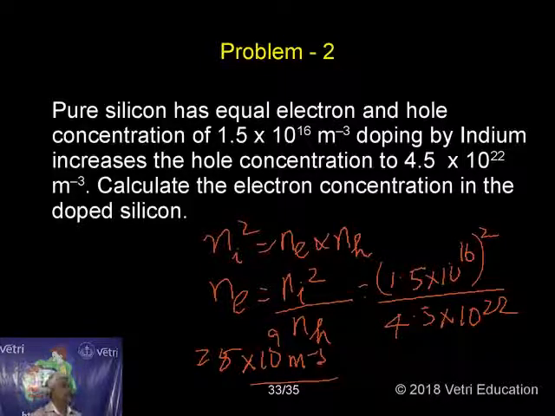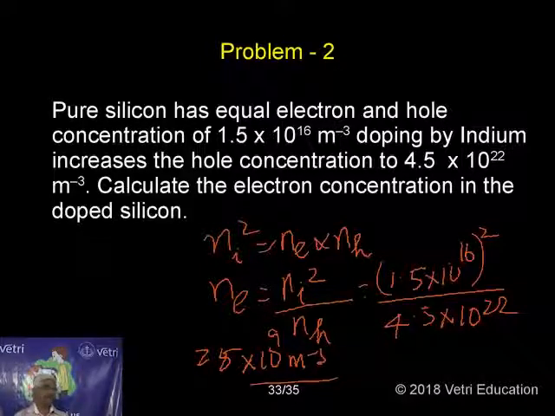What is the importance of this problem? As far as the semiconductor is concerned, for N-type, electron is the majority carrier. Therefore, electron concentration is more than hole concentration in N-type. In P-type, the majority carrier is hole. Therefore, hole concentration is more than electron concentration.